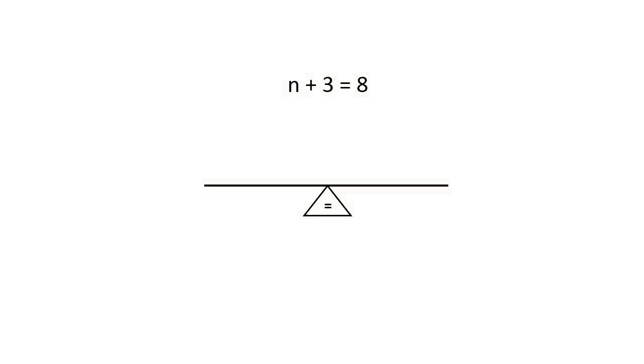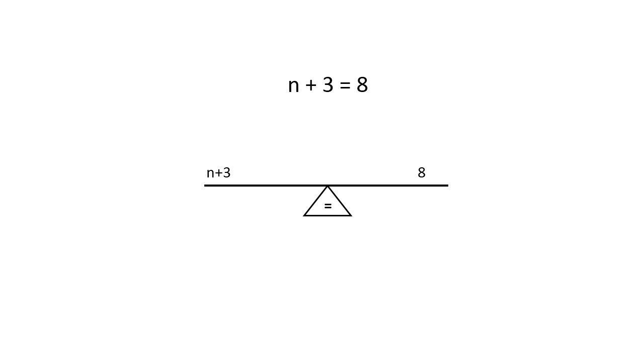Hi there, this video is going to be about solving one-step equations. Now if you look at the equation n plus 3 equals 8, what we're going to do is picture this equation as sitting on a teeter-totter or seesaw or balance, whatever you want to call it. The equal sign is our fulcrum, and we will put the n plus 3 on the left and the 8 on the right. The thing about equations is they always have to be balanced.